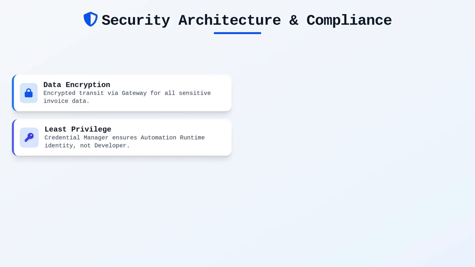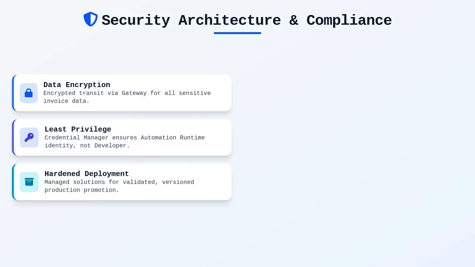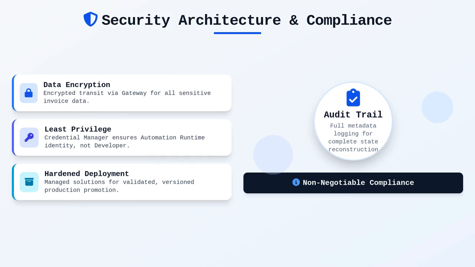Use credential manager configurations appropriately so that the automation runtime, not the developer's identity, carries the permission necessary to interact with the ERP. By encapsulating these operations within managed solutions, you further harden the deployment by promoting only validated, versioned versions of your orchestrations to your production environment. Every interaction between the cloud and the desktop must be logged, ideally with enough metadata to reconstruct the state of the invoice at any point in the pipeline if verification is required during an audit.